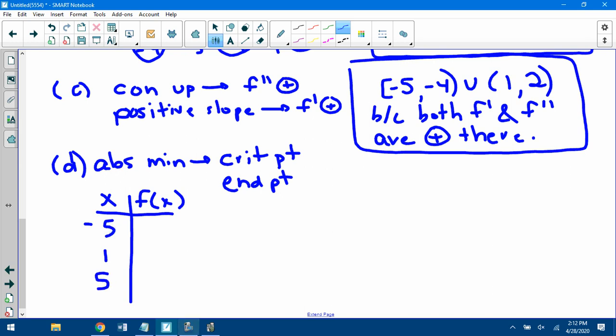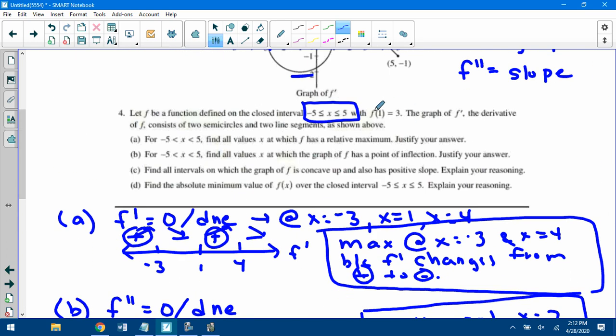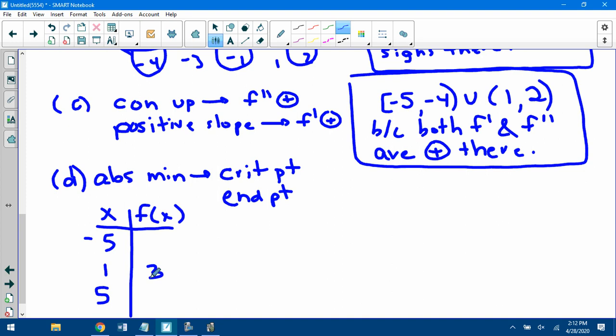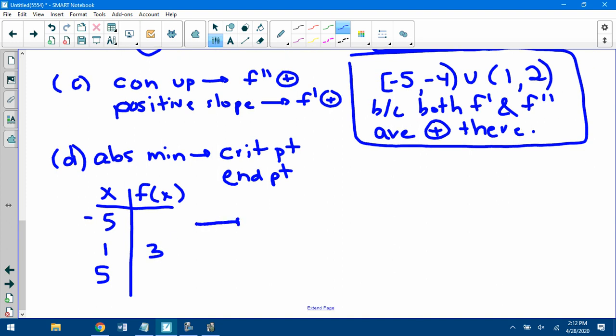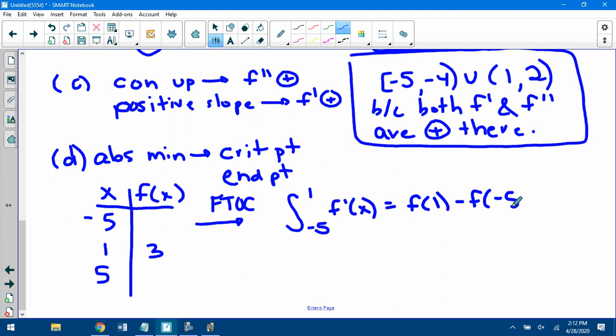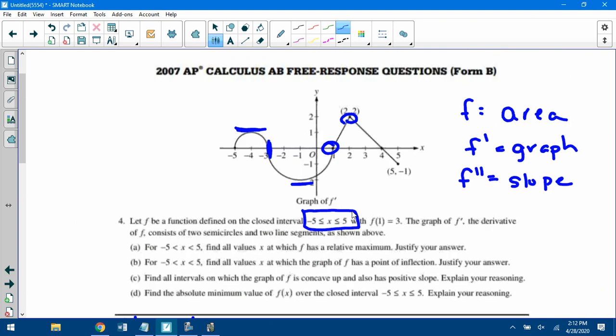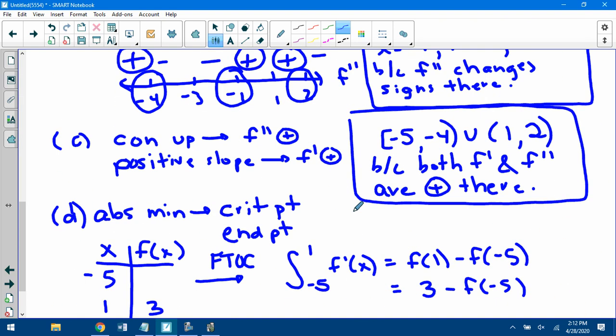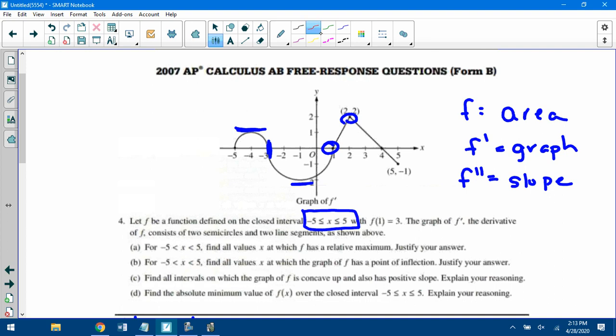Now usually they give you some information. Did they do that here? They said that f of 1 was 3. That's good news. So that one I know. All right, so if I want to find f of -5, this is where the fundamental theorem of calculus comes in. I would take the integral from -5 to 1, -5 because I want to find it, 1 because I know it, of f prime of x, and that's going to equal f of 1 minus f of -5. We know f of 1 is 3, so I can solve for f of -5 if I can figure out this integral. And if I'm taking the integral of a function that I have a graph for, I need to look at the area. So the area between -5 and 1. So that area minus that area.